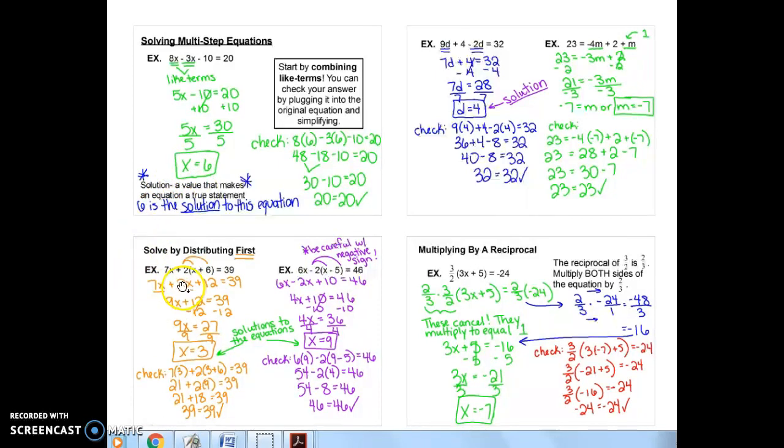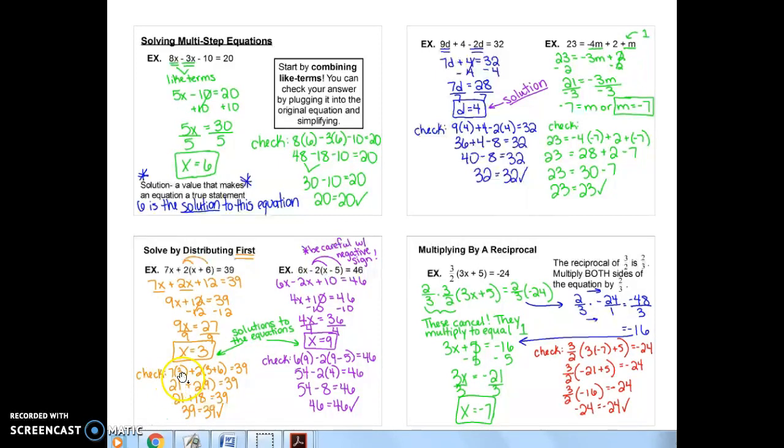Now I have like terms that I need to combine. So 7x plus 2x is 9x. Bring down my plus 12, bring down my equals 39. Now I'm right back to a two-step equation. So I originally had a plus 12 in my equation, so I'm going to subtract 12 to get rid of it. So I now have 9x equals 27. My final step here is to divide both sides by this 9. 27 divided by 9 gives me a 3.